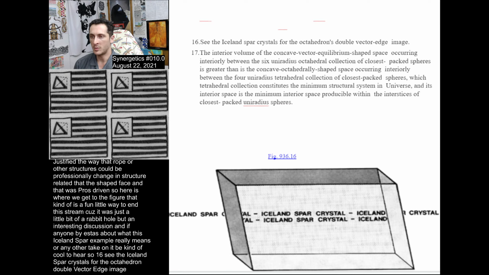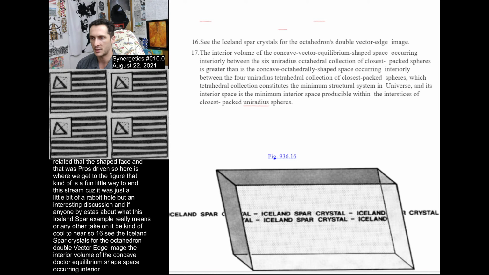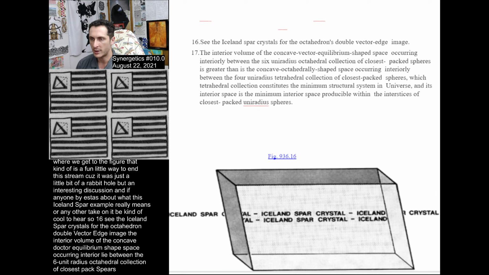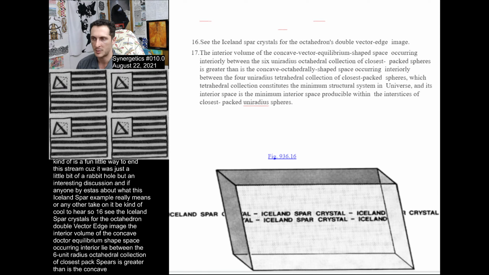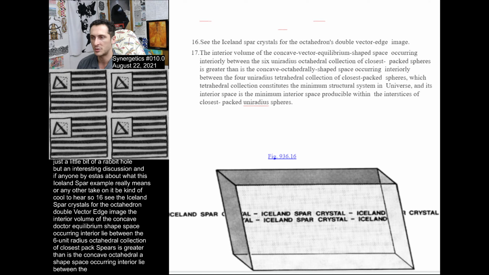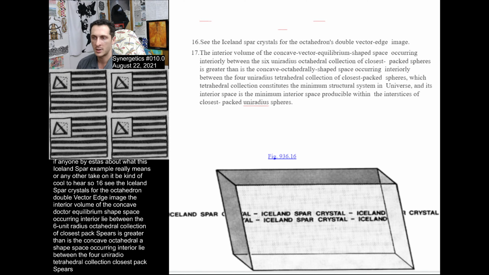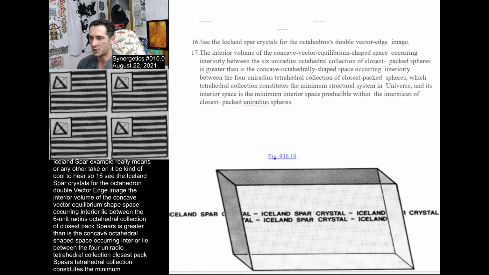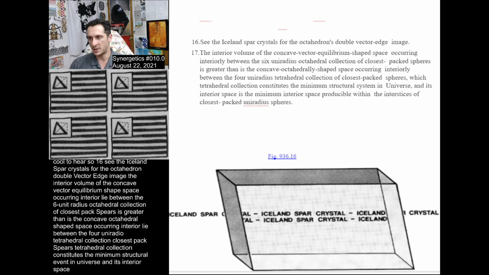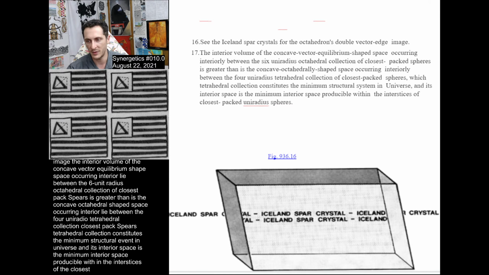The interior volume of the concave vector equilibrium shaped space occurring interiorly between the 6 uniradius octahedral collection of closest packed spheres is greater than is the concave octahedrally shaped space occurring interiorly between the 4 uniradial tetrahedral collection of closest packed spheres, which tetrahedral collection constitutes the minimum structural event in universe, and its interior space is the minimum interior space producible within the interstices of the closest packed uniradius spheres.